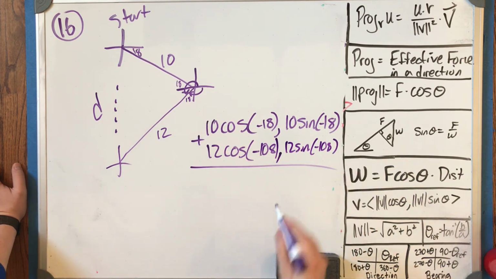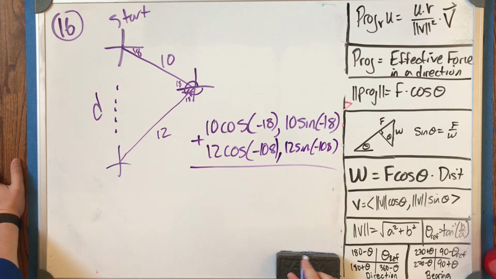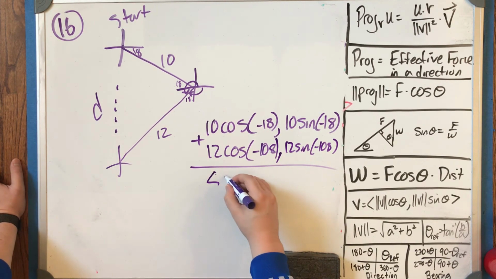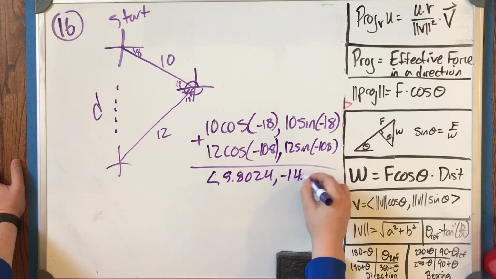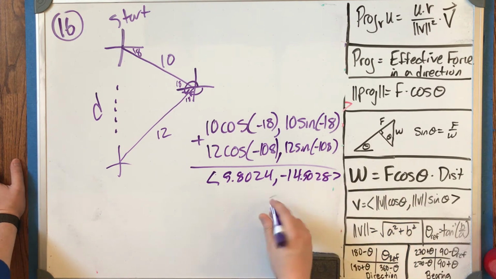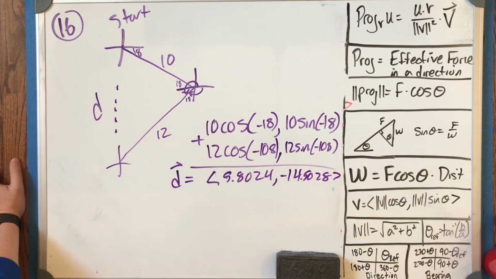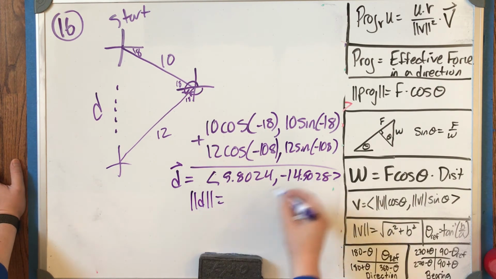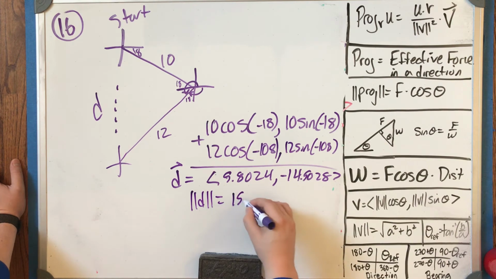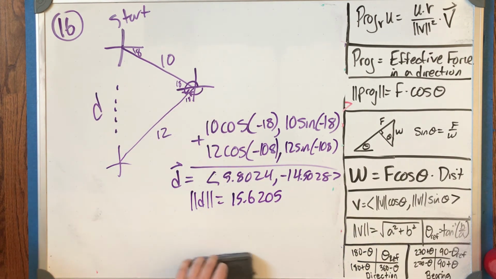I just add these together, and that gives me this vector over here that represents this. So that's 5.8024, which I'd store, and negative 14.5028, also store it. So this is what the vector D would be. I want to find its magnitude, the square root of a squared plus b squared, and I get 15.6205. So that's how long this side length is right here.